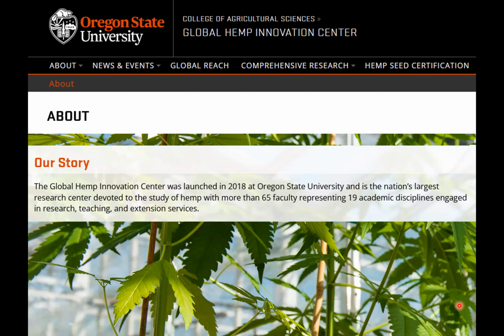Now at Oregon State, there are 65 faculty involved in the research in 19 academic disciplines, so this is a widespread effort, and they all do research or teaching or are involved in extension services.